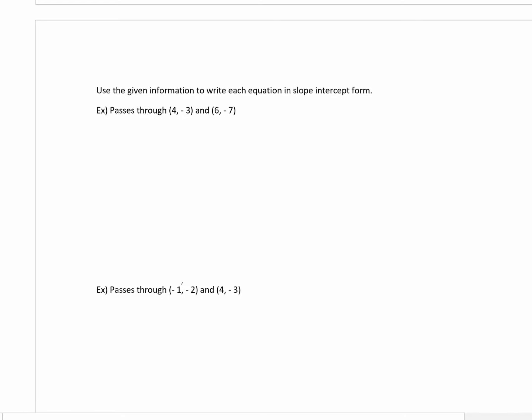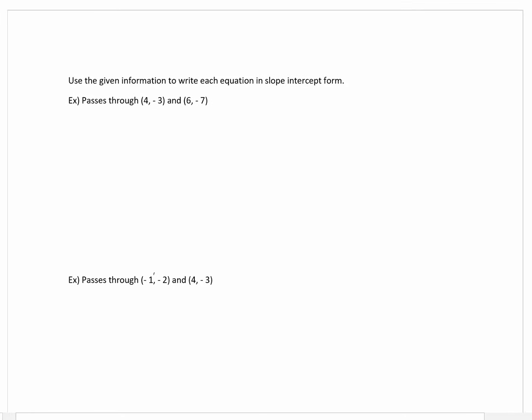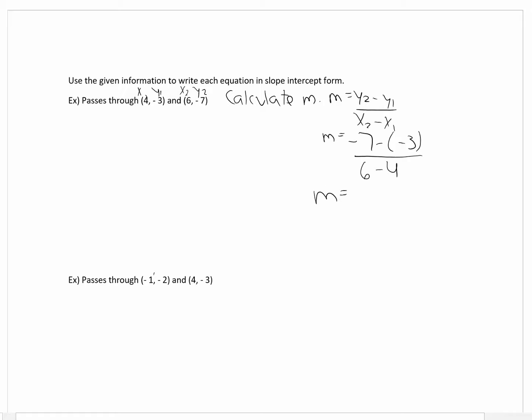Now, notice I have 2 points that it's passing through, so I don't even have the slope. So that's the first thing I want to do. I want to calculate the slope. Now remember, the slope, that is y2 minus y1 over x2 minus x1. So I'll label these x1, y1, x2, y2. On the top, that is -4. On the bottom, that's 2, and that simplifies to -2.